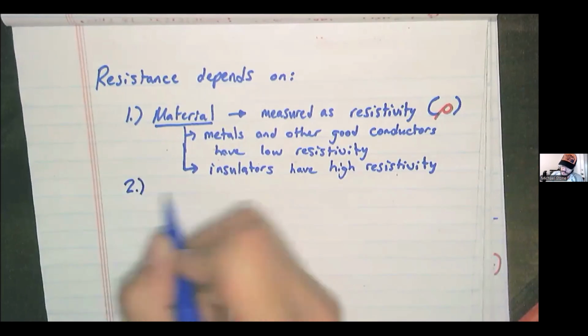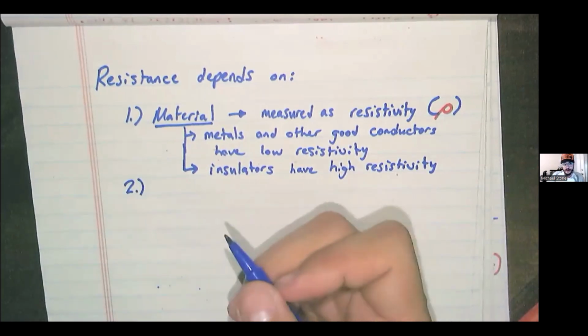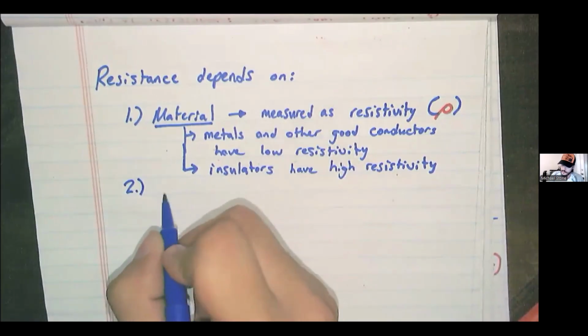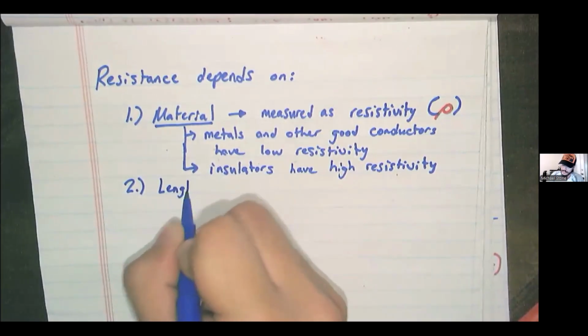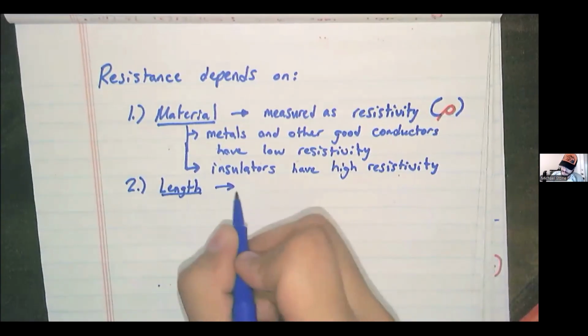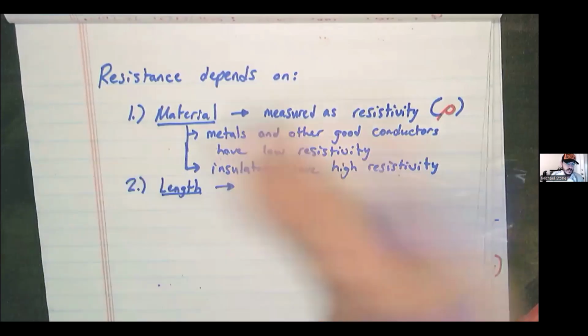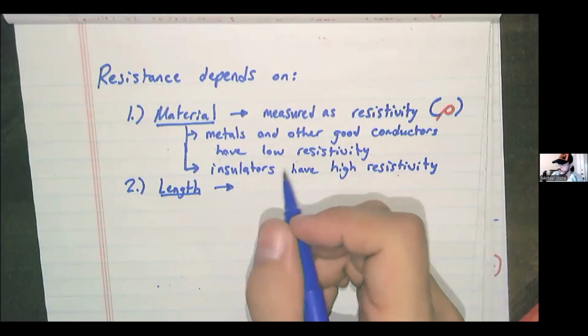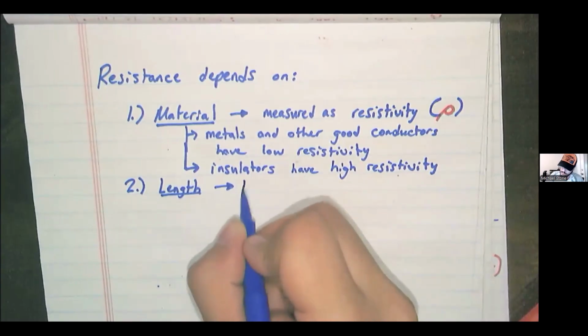The second thing that the resistance of a wire or a filament that is acting as a resistor would depend on is the length of the sample that is acting as a resistor. And usually this is phrased as like the resistance of a wire. So the longer the wire, the greater the resistance.